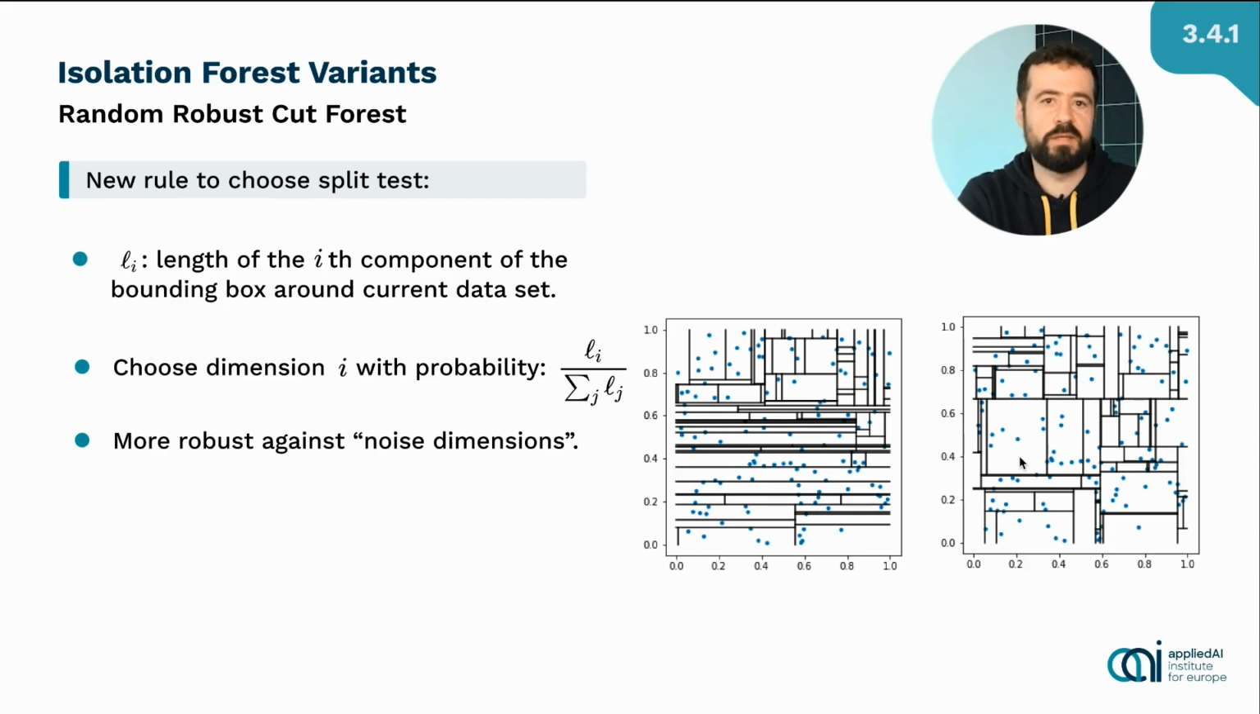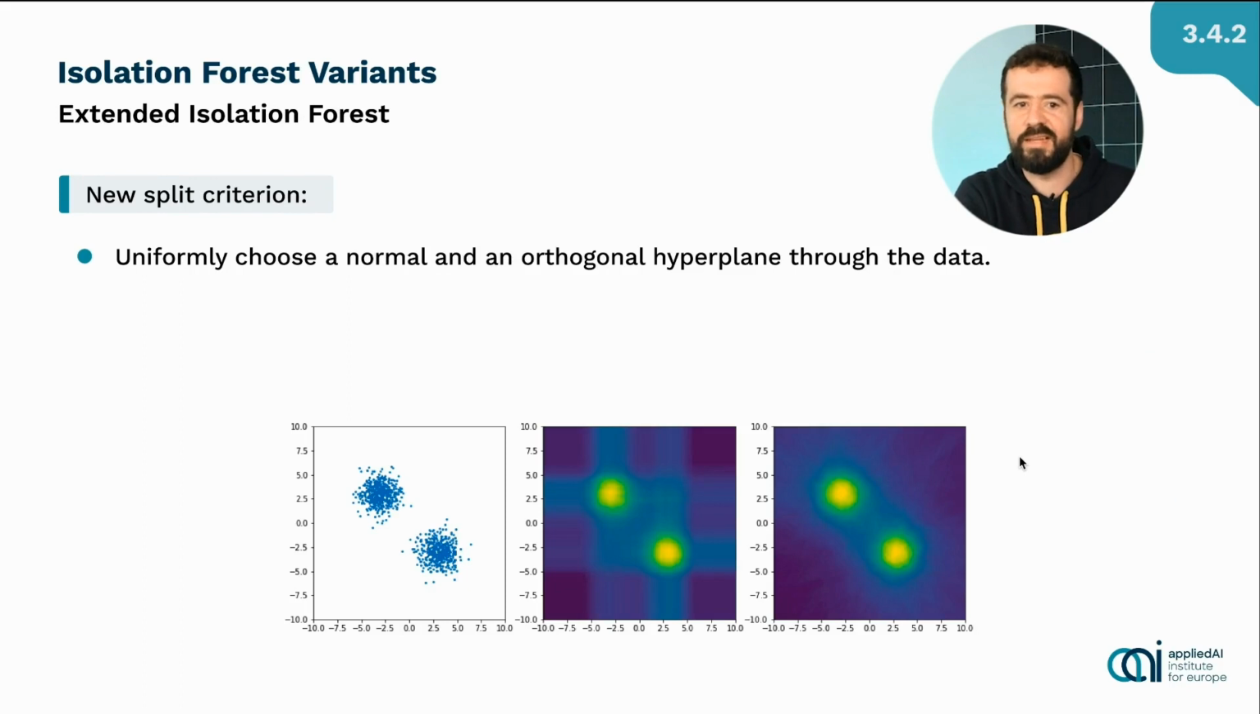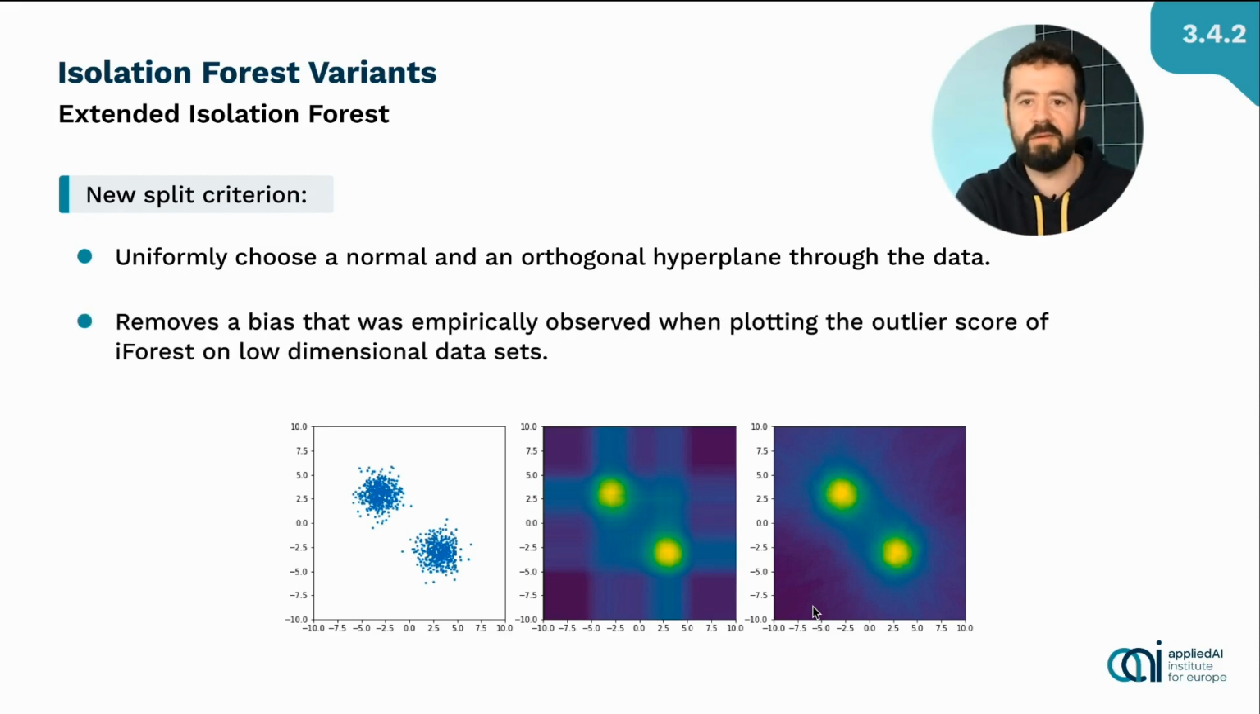So this is the major advantage of this version. Another variant that I would like to mention is the extended isolation forest. Here we again choose a new splitting criterion, but this time we do not only allow axis-aligned hyperplanes to separate the data, we allow arbitrary hyperplanes. So this effect gets mitigated once we allow arbitrary hyperplanes.